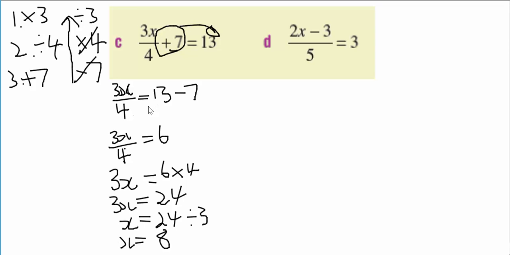Now I'm not going to substitute that back in because I want to get through this without having it too long. But if you substitute that in, you should get 13. Once you substitute that 8 for the x and work that out, you should get 13.